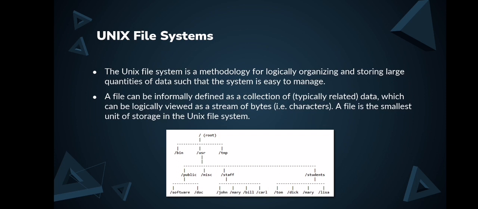The Unix file system is a method for logically organizing and storing large amounts of data in order to make the system easier to manage. Informally, a file is defined as a collection of typically related data that can be viewed logically as a stream of bytes or characters. In the Linux file system, the smallest unit of storage is the file. The illustration below is an example of a Unix hierarchical file structure.